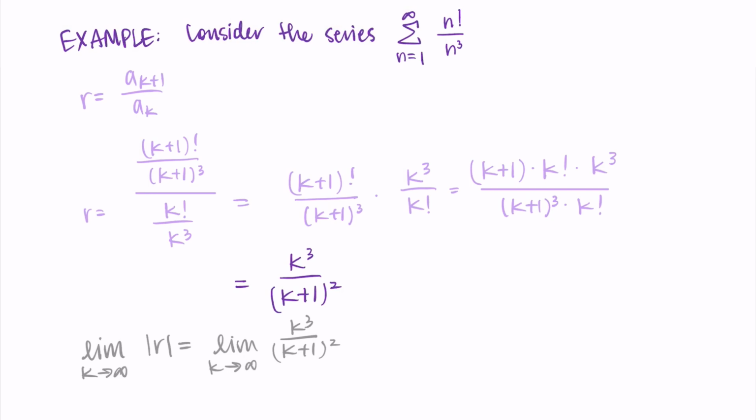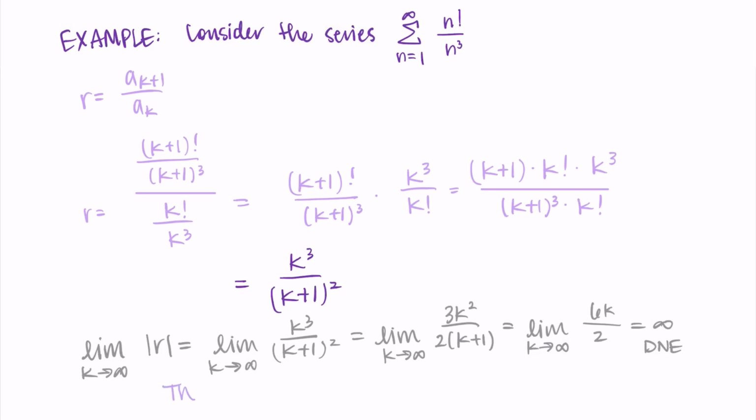But to do this formally, I will do L'Hopital's rule. So I'm taking the derivative of the numerator, that's 3k squared. The derivative of the denominator is 2 times k plus 1. Then I'm still in L'Hopital world with this indeterminate form, so I need to do it again. I'm getting 6k over 2, which as k approaches infinity, is growing off to infinity, and so this limit does not exist. Therefore, since we are not at a value less than 1, this series diverges.